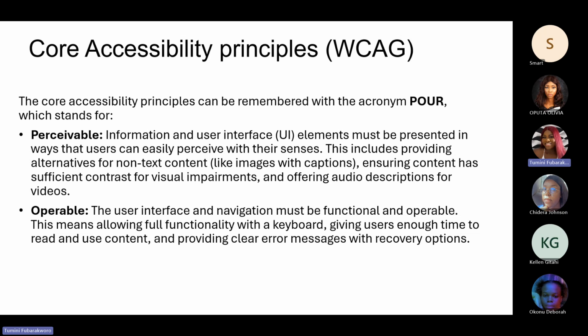So, core accessibility principles, WCAG. The core accessibility principles can be remembered with the acronym POUR, which stands for perceivable. Information and user interface elements must be presented in ways that users can easily perceive with their senses. This includes providing alternatives for non-text content like images with captions, ensuring content has sufficient contrast for visual impairments, and offering audio descriptions for videos.